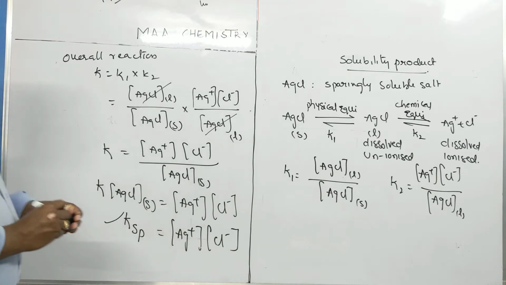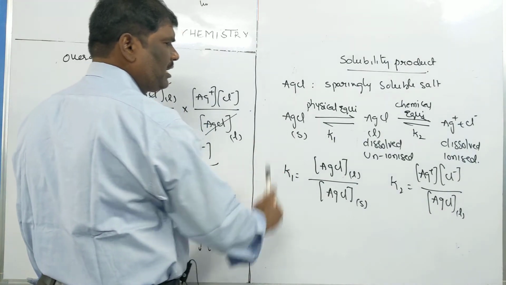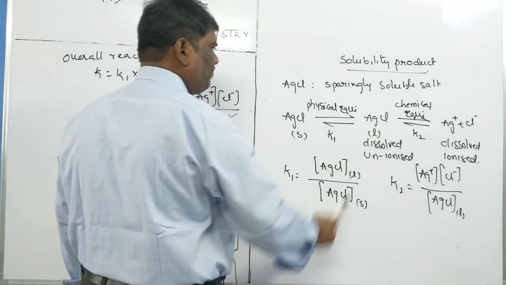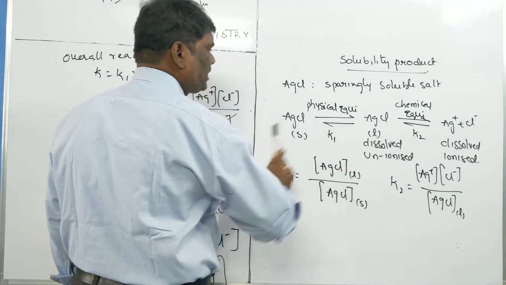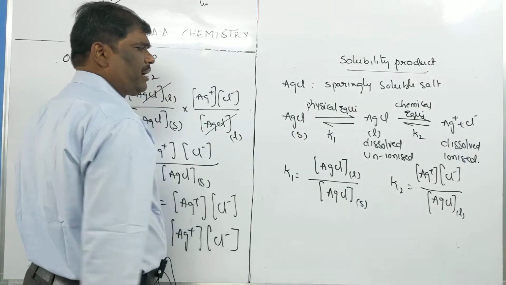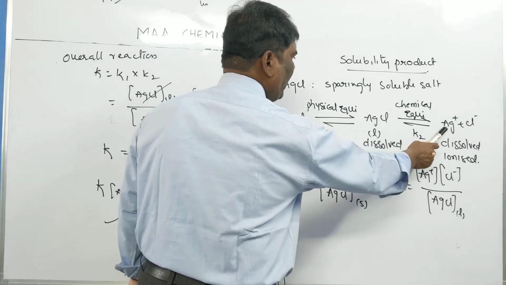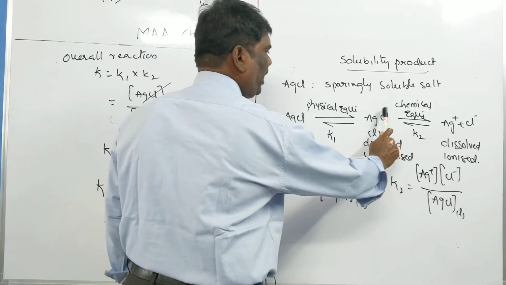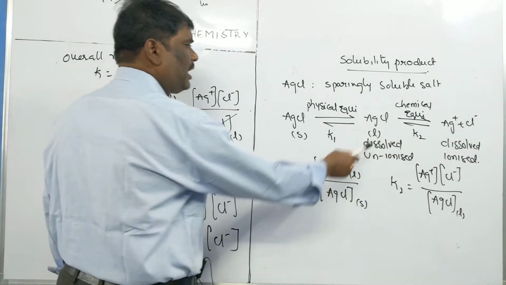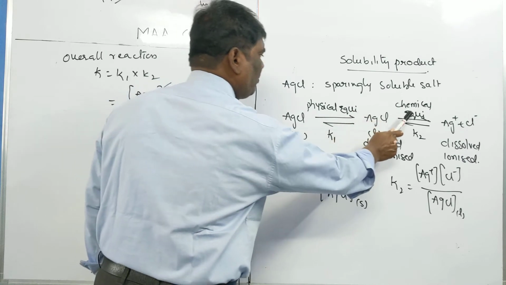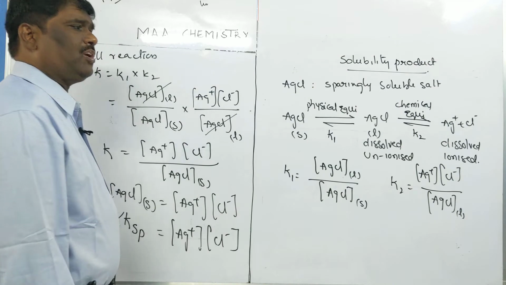I explain once again. When a sparingly soluble salt is dissolved in a solvent, it forms two equilibria. One equilibrium is between the solid state and the liquid which is undissolved. This is called physical equilibrium. Another equilibrium is between dissolved but unionized and dissolved and ionized forms. They differ in chemical composition, so this is called chemical equilibrium. Thus the solution containing both is known as a saturated solution of a sparingly soluble salt.